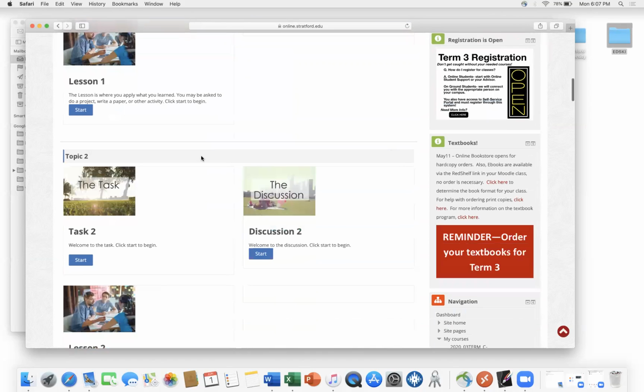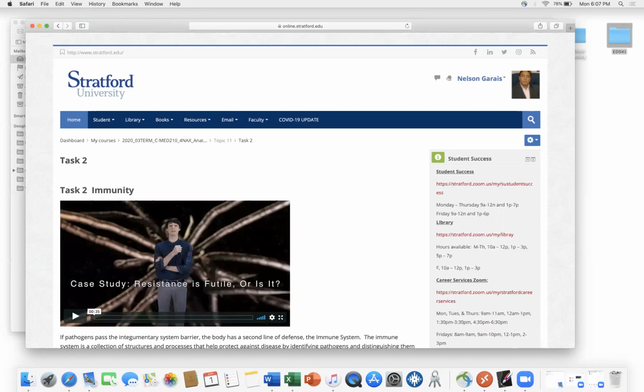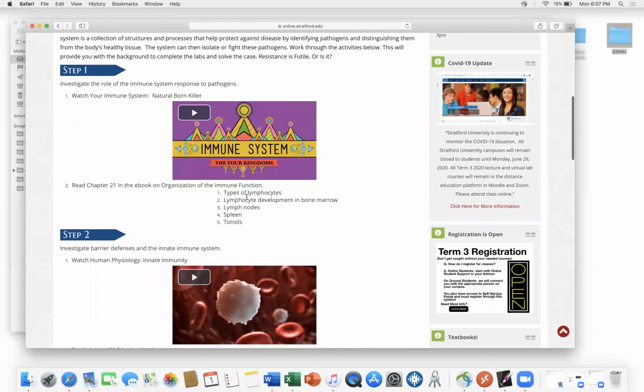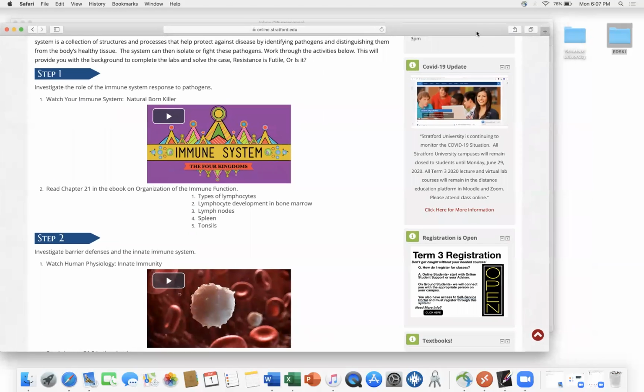So task 2, and the first thing we had, of course, you watch the videos and it'll be the same thing. If they're giving you a list of what you need to know, then even if you didn't have a textbook, you can actually just Google it, can't you?